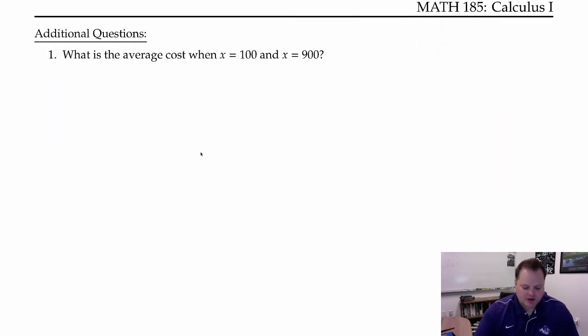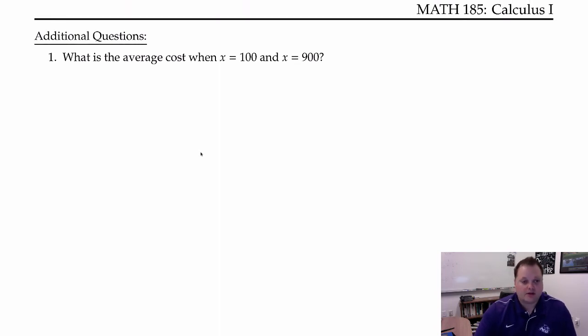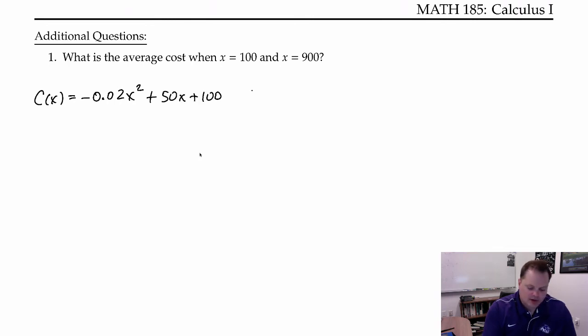So let's take a look at a couple of examples. What is the average cost when x is 100 and when x is 900? So our cost function here is negative 0.02x squared plus 50x plus 100, and we're looking at this on the interval from 0 to 1,000. Now, my recommendation is to use Desmos to actually do the calculations here, or use your calculator. Don't try to do this by hand. I'm going to write it down, and then we're going to switch over to Desmos in just a second.